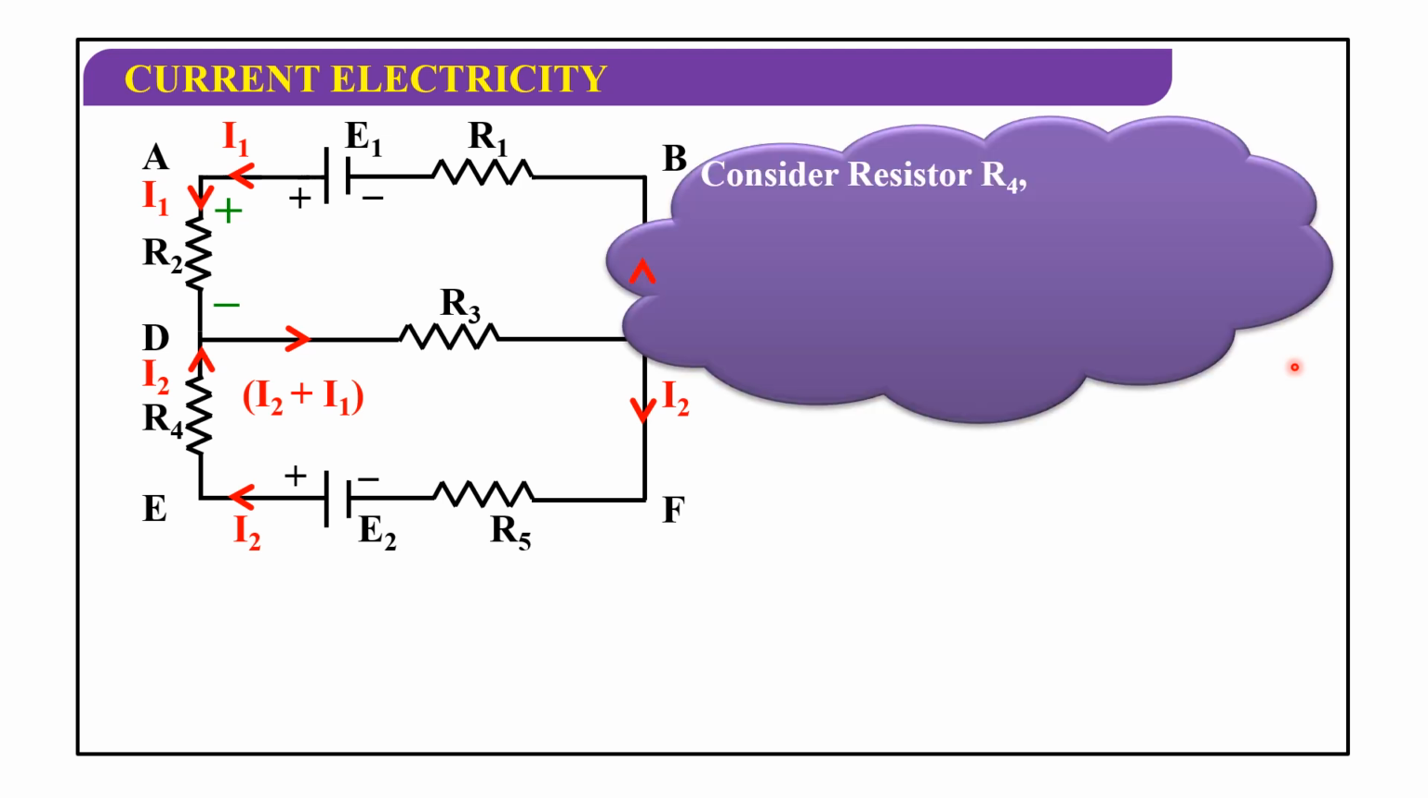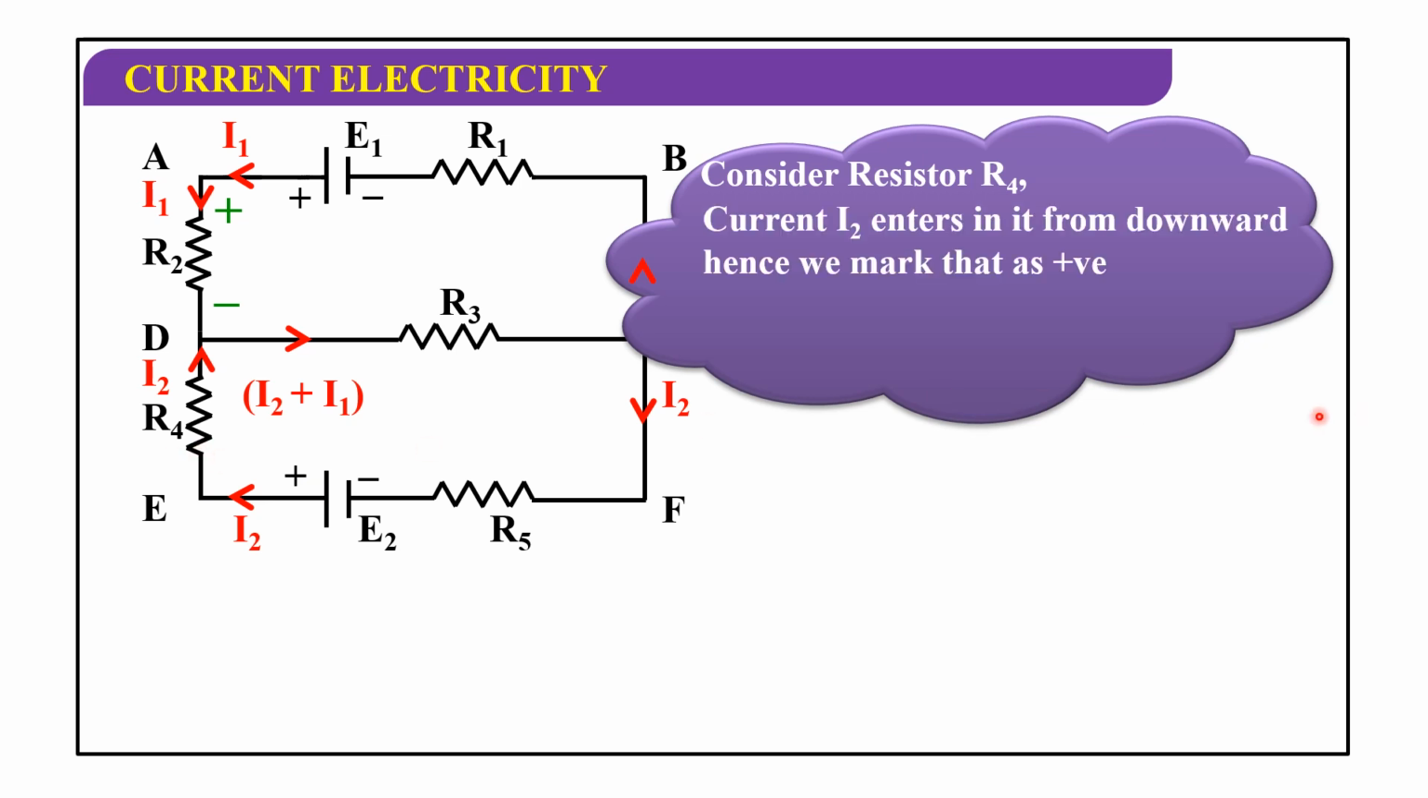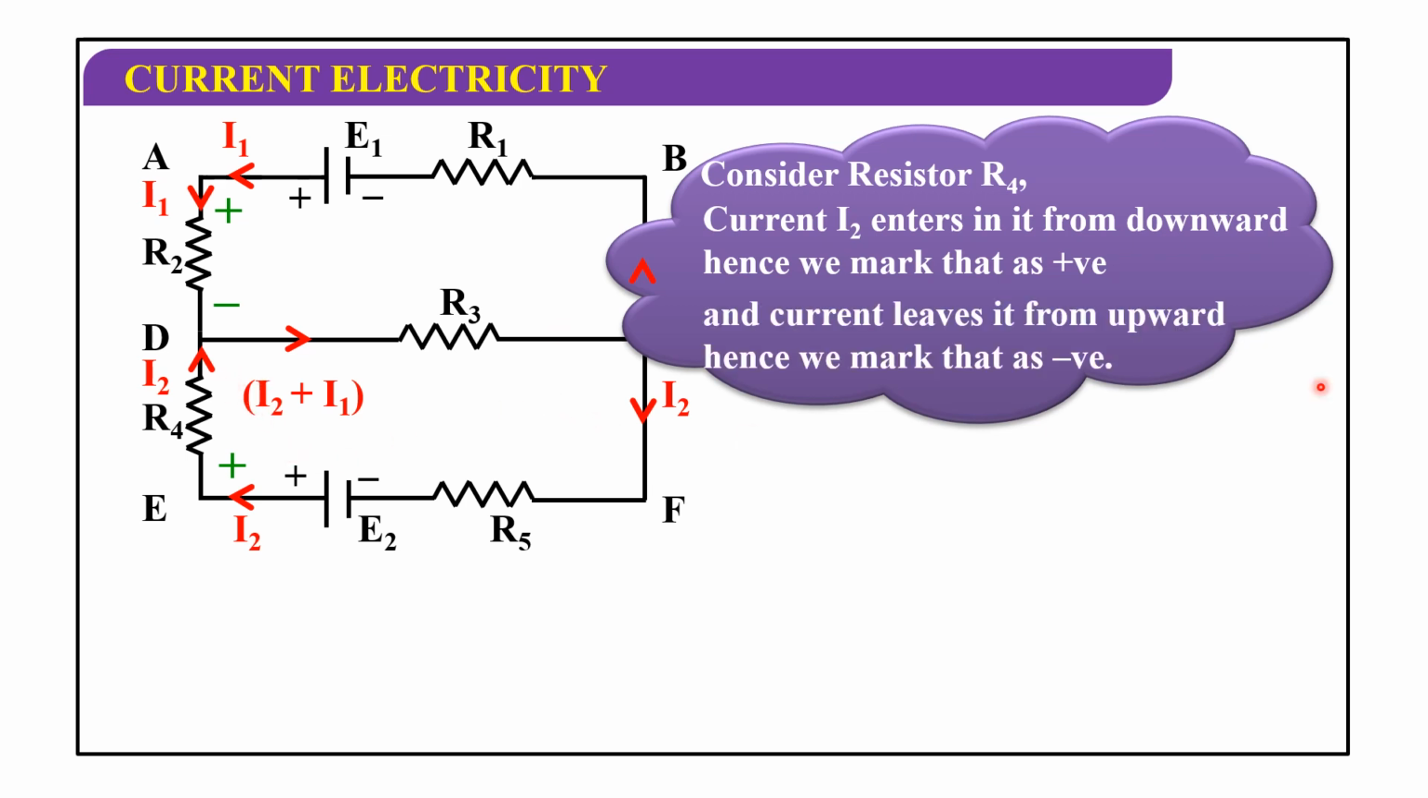Now consider resistor R4. Current I2 enters it from the downward direction, and so we mark it as positive. So this is positive over here. Yes, the entry point is positive, and the leaving point should be negative. Current leaves it from upward and so we mark it as negative. So this is negative.